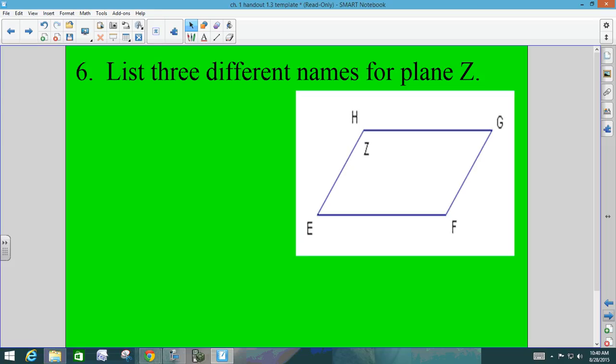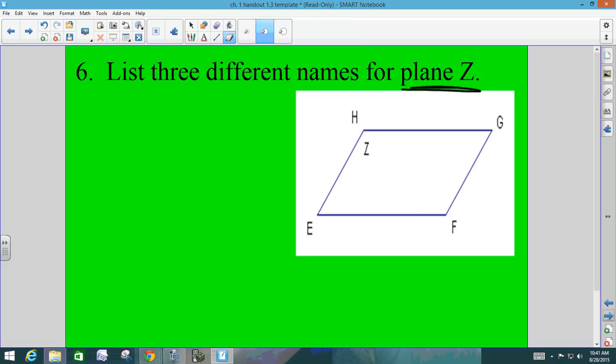Another way you can name planes, if it works, is if there's a capital letter on the plane with no point beside it. So if you look at the picture, you see how Z is floating there and there's no point? Then I can name this plane Z, which is what they did in the directions. There's no point next to it, so that's the name of the plane. If I have that, I can't call that plane A, because that's a point. Make sense? Okay, we need to name this plane 3 different ways, besides calling it plane Z.